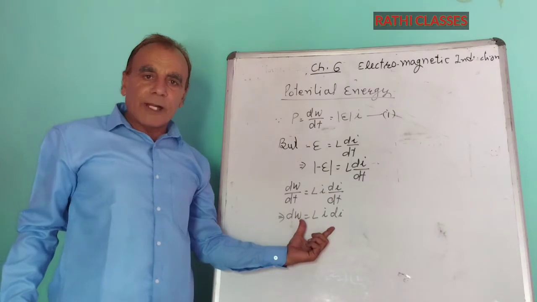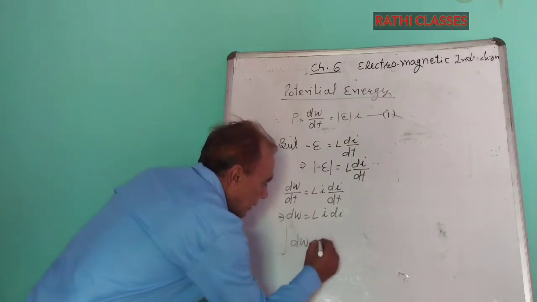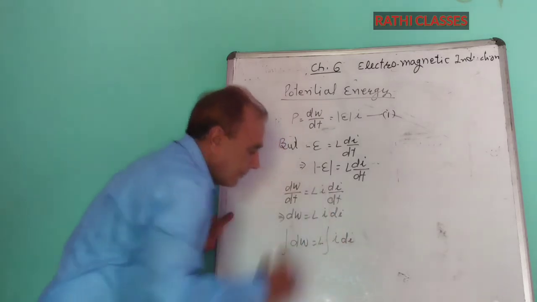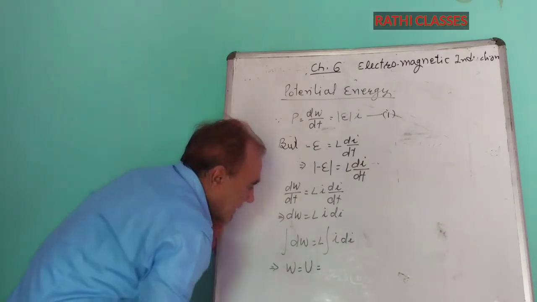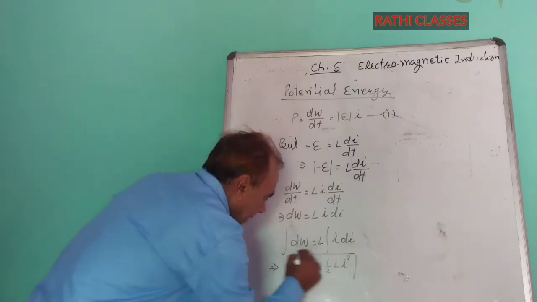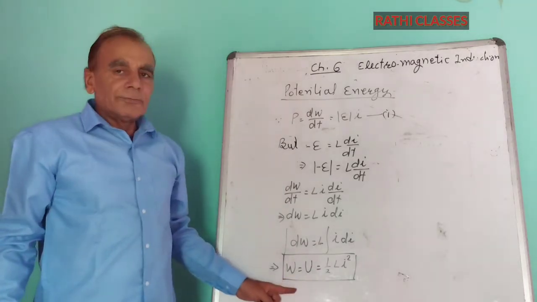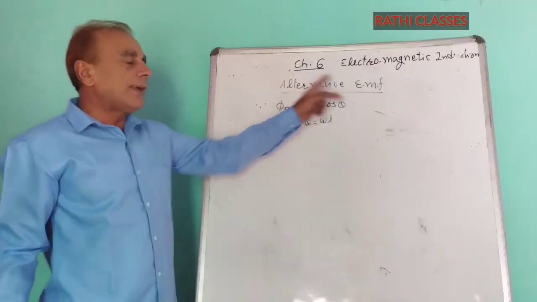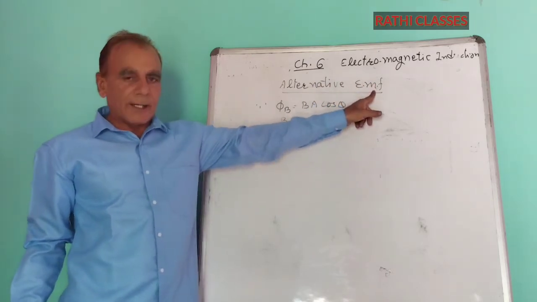Now we integrate both sides. dW is equal to L integral I di, implies W is equal to U is equal to 1 upon 2 L I square. It is the potential energy inside a solenoid. Now we start the next topic, alternating EMF.